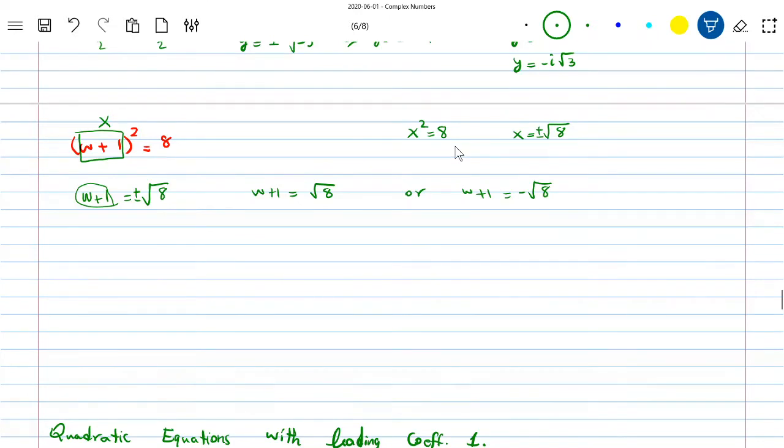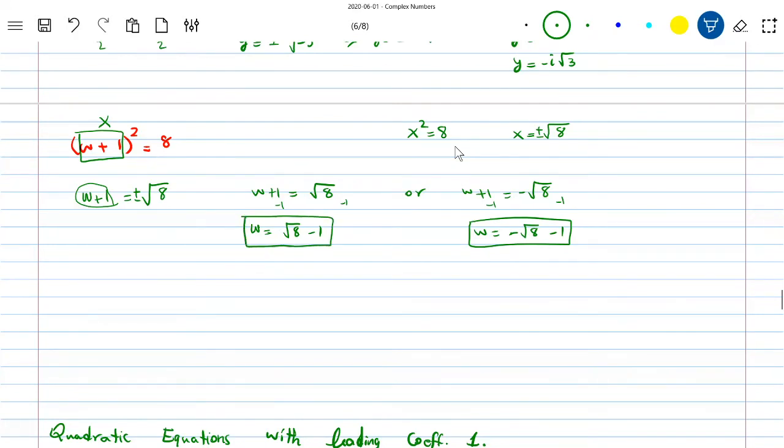The two solutions. But this needs one more step, because you have to find out what W is. We're looking for W. So W is, subtract 1 from both sides, square root of 8 minus 1. And if I subtract 1 from here, W equals negative square root of 8 minus 1. These are the two solutions to the equation.